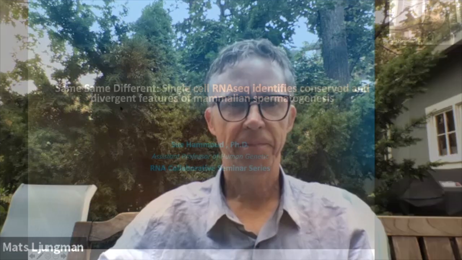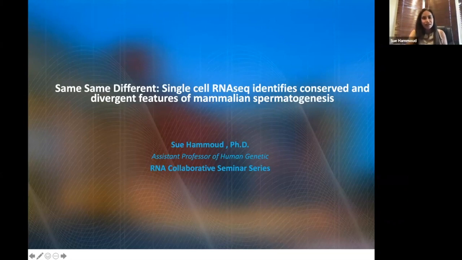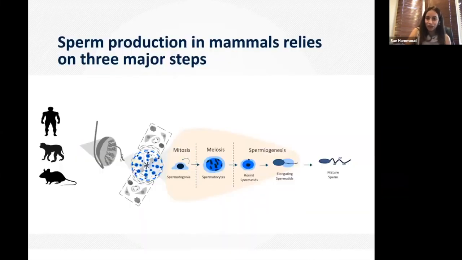Welcome, Sue. Okay, so my lab is interested in understanding how you make a developmentally competent gamete, the process of spermatogenesis. And just to give you all a brief introduction about sperm production and how it occurs in the testes, spermatogenesis occurs within the testes, as you can see here, and particularly within a structure known as the seminiferous tubule. And this is the spaghetti-like structure within the tubule.